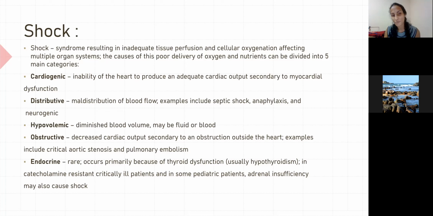That shock is known as cardiogenic. The next one is distributive shock. Distributive shock is the maldistribution of blood flow.